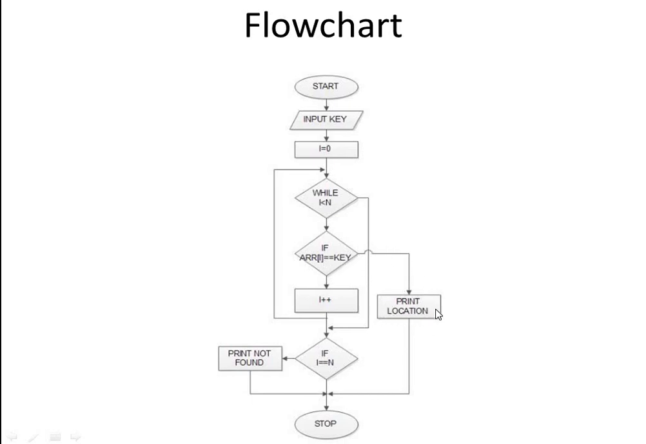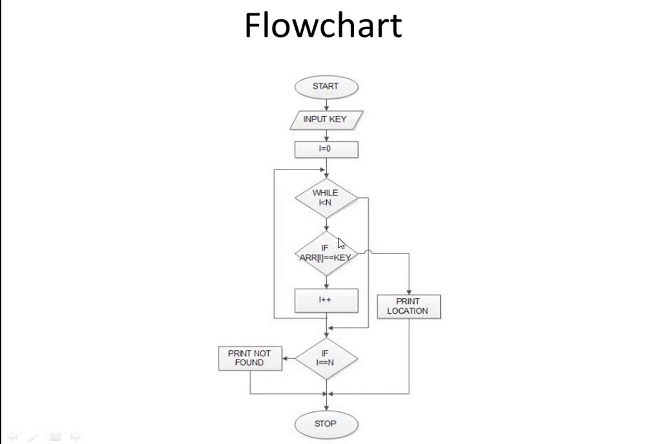if it is true, then print location, that is the location of the element will be printed. Here it is the first element, so the location 1 will be printed, and it goes to stop and the program will be terminated. If suppose this condition is false, that is the element we are searching for is not equal to the corresponding element in the array, then the I value will be incremented, that is I plus plus, and again this will run for the next element, that is I equal to 1, the second element.